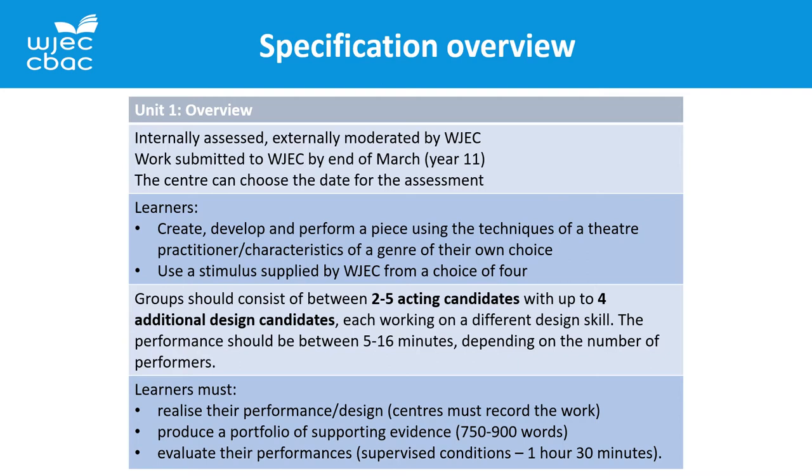So learners, you will create, develop and perform a piece of theatre using the techniques of theatre practitioners, characteristics of a genre of their own choice, and use a stimulus supplied by WJEC from a choice of four. Your groups should consist of between 2 to 5 acting candidates with up to 4 additional design candidates, each working on a different design skill. The performance should be between 5 and 16 minutes, depending on the number of performers.